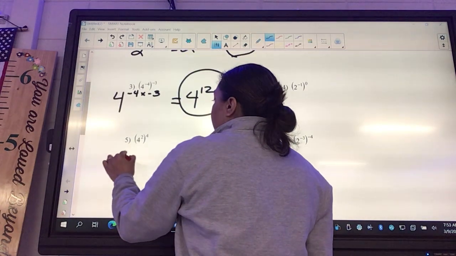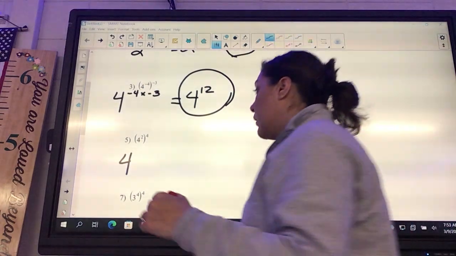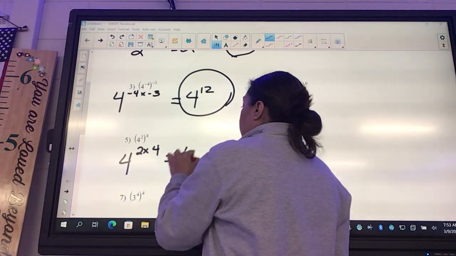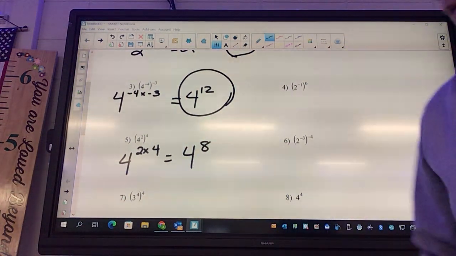Okay, 5 is going to be 4 to the what? 2 times 4, which is what? 8. So it's going to be 4 to the 8. Do we need to convert? No.